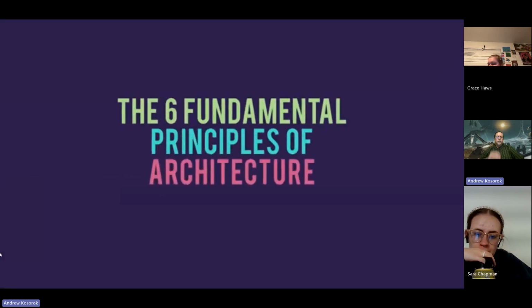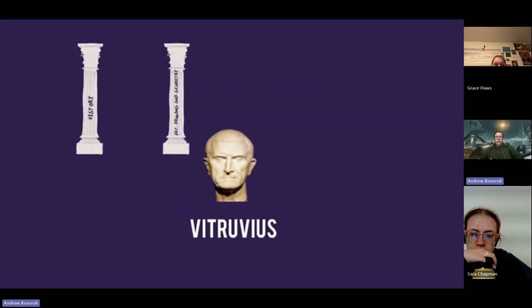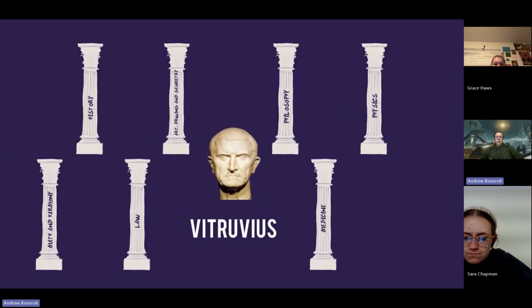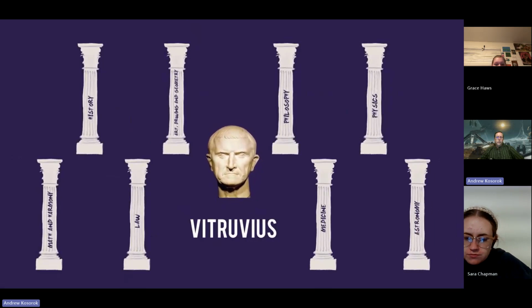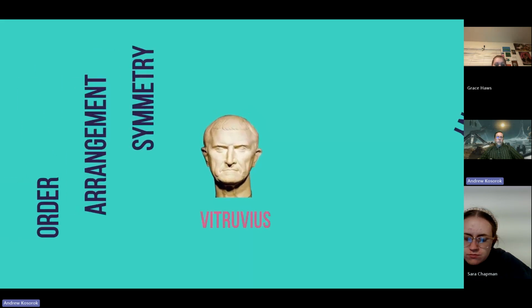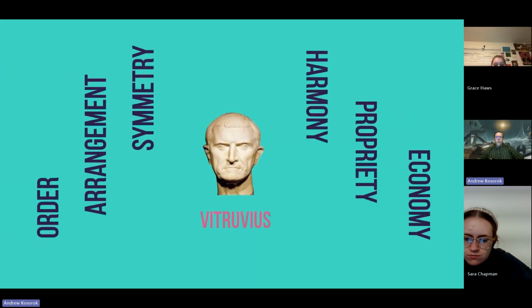Fundamental principles of architecture. Vitruvius. After laying out the path for being a successful architect according to Vitruvius in our previous videos, we will go through his ideas on the fundamental principles of architecture, as pointed out in his writings. Vitruvius believed that architecture depends on 6 principles, each with its own weight and value on the projects.